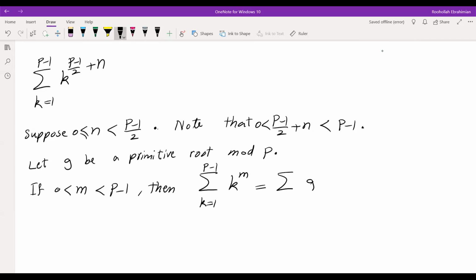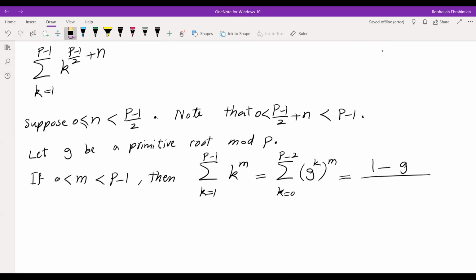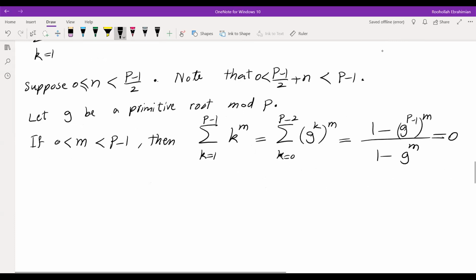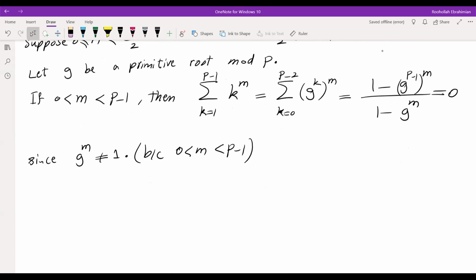That's equal to the sum of g to the power of k to the power of m, k equals 0 to p minus 2, which is equal to 1 minus g to the power of (p minus 1) to the power of m, over 1 minus g to the power of m, which is 0, since g to the power of m is not 1. And this is because m is less than p minus 1. Therefore, all of those terms are 0. So Gn of 1 is in fact 0 if n is less than (p minus 1)/2 and greater than or equal to 0.